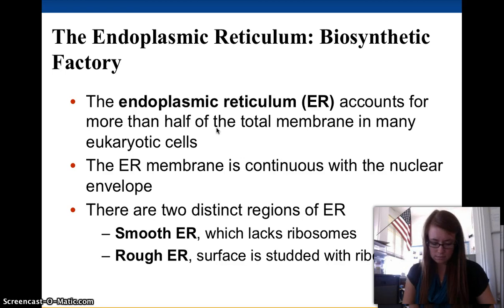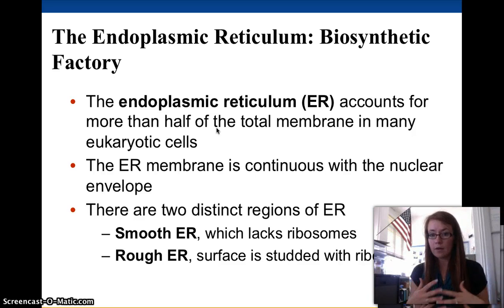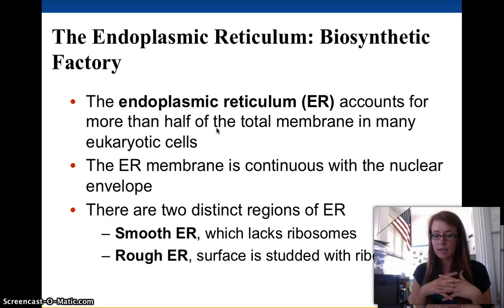Endoplasmic means within the cytoplasm, and reticulum means little net. So there's a very vast expanse of endoplasmic reticulum throughout the cell in the cytoplasm, and it's very diverse and spread out, so it's like a net.